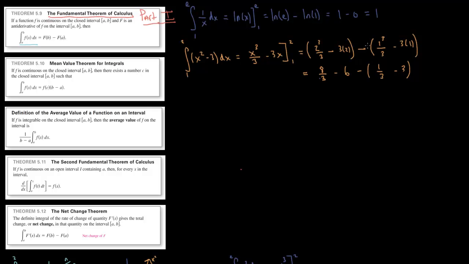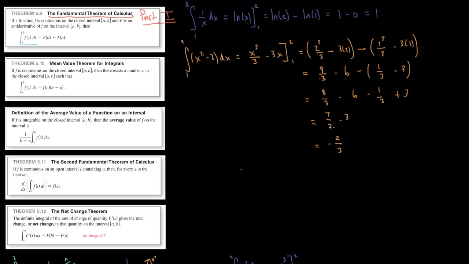So you see here now why those parentheses are very important, because if we didn't have those parentheses, we would have this negative sign not being applied appropriately. So we have 8 over 3 minus 6 minus 1 over 3 plus 3. Okay, so we have, let's see, 8 over 3 minus 1 over 3, that's 7 over 3. Then we have minus 6 and plus 3, so minus 3. So we have 7 over 3 minus 3 over 3. So that would be minus 9 over 3, so that would be minus 2 over 3 total. So notice the net area here is negative.